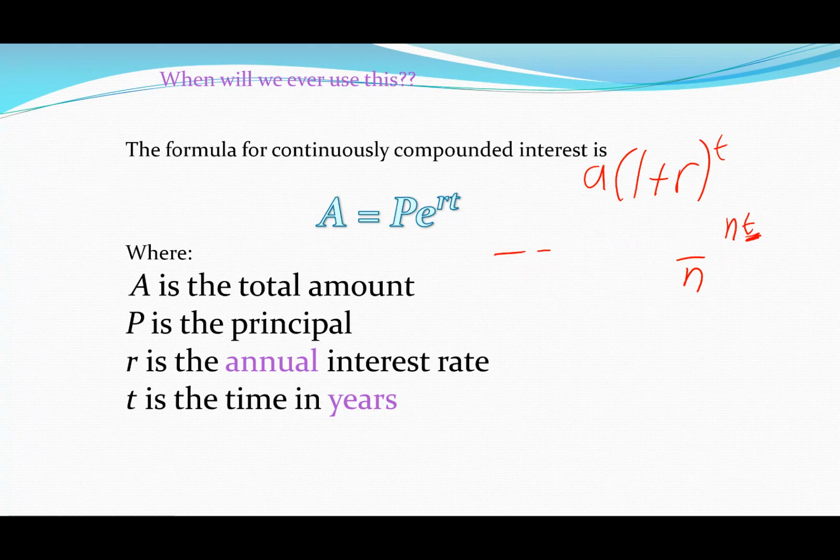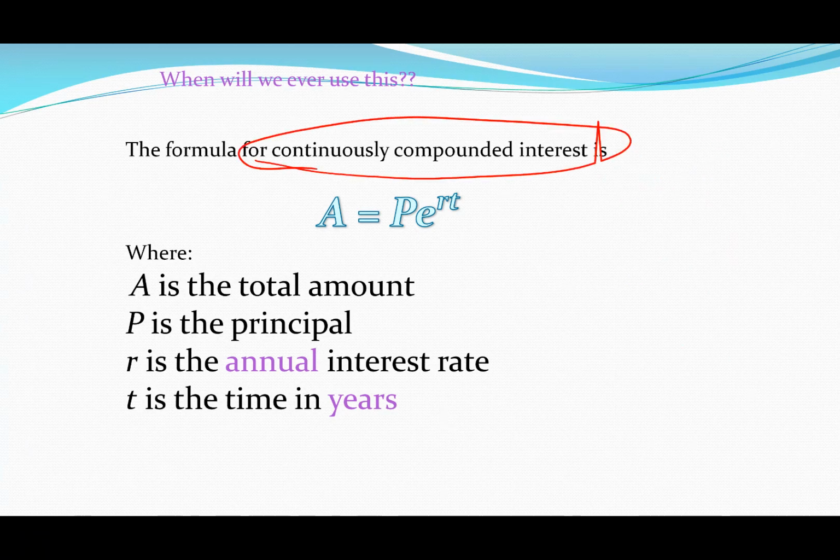Now, this formula is related to that formula, but it's for when it's being compounded continuously, which means kind of like nonstop. And that's where the e comes into play. So P will represent our starting amount. e is a number. Remember, it's not a variable. We are going to plug that into our calculator. r will represent the rate, and t will represent the time, just as before.